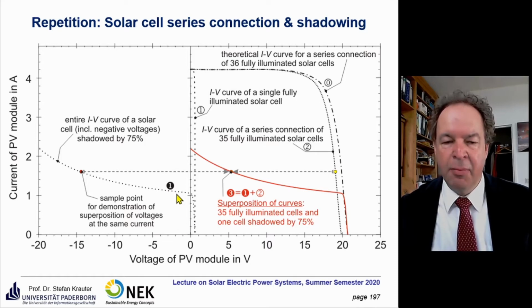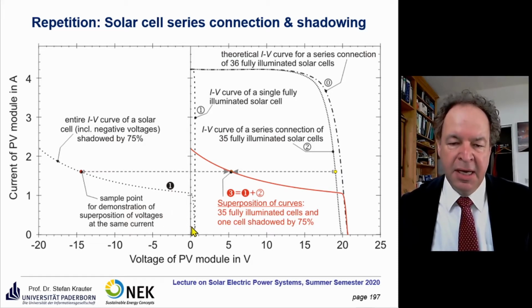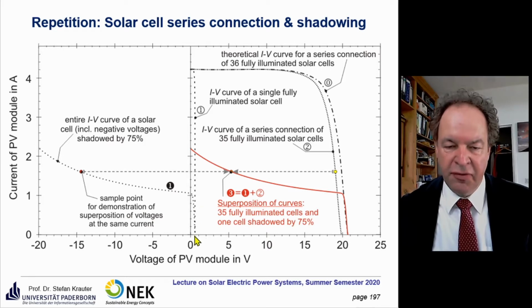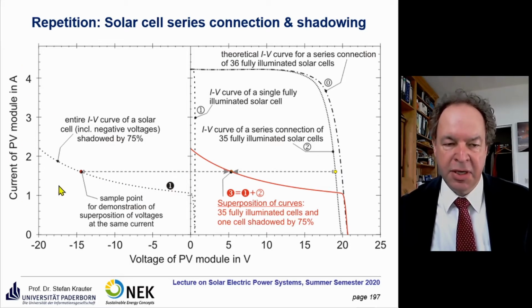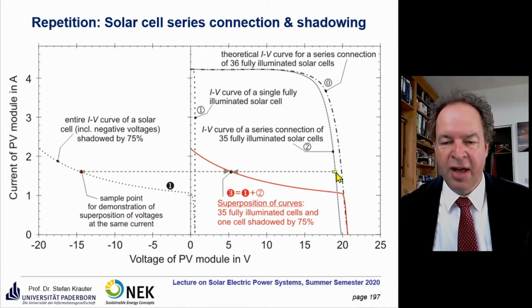So we say now cell number 1 is shaded by 75%, for example, due to a leaf, then it would create that curve if we just observe the positive part here. In order to create a full IV curve of all 35 cells plus one cell connected in series, they are subject to the same current. So the same current has to go through each of the cells. And to find a common current, you just have to do a superposition of the current. So we take the current of the 35 cells with full illumination and this shaded cell.